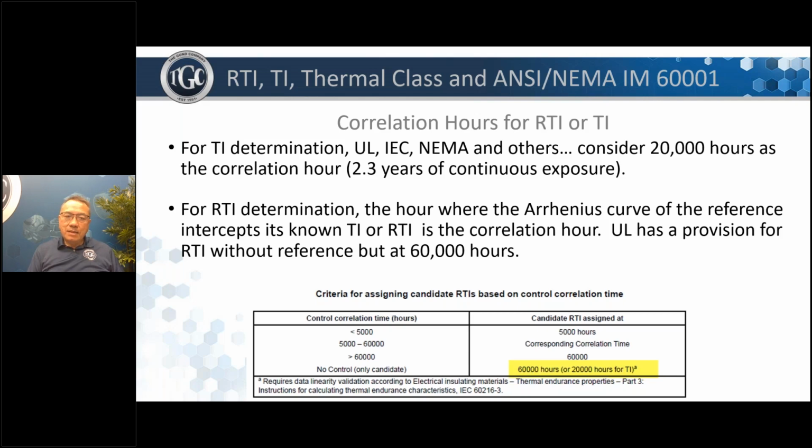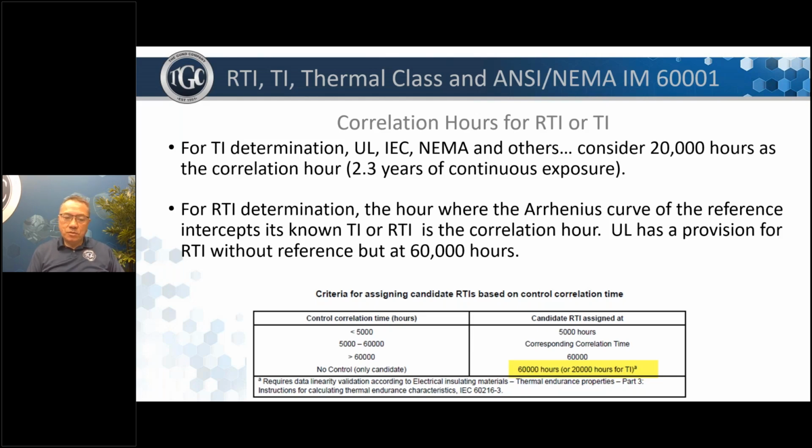So that is for TI. That means you are doing the testing of your material by itself. For RTI, the correlation hour can be 10,000, can be 20,000, can be 30,000 hours. Correlation hour is the hour where the Arrhenius plot of the reference intercepts its known RTI or TI temperature. That is your correlation hour. I will have a graphical example to show how it's done.